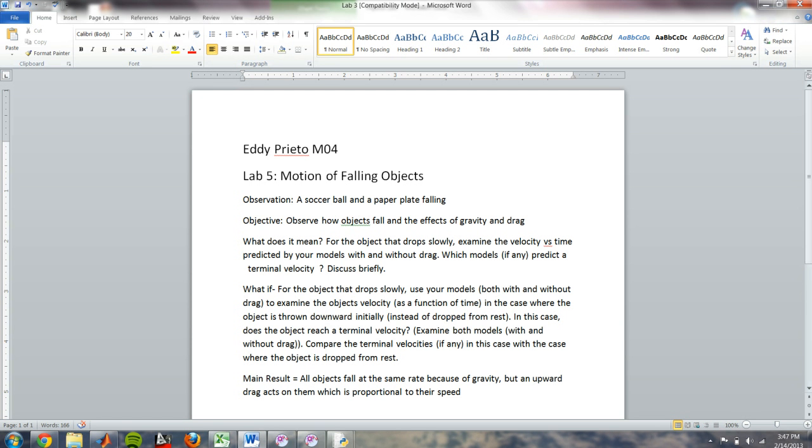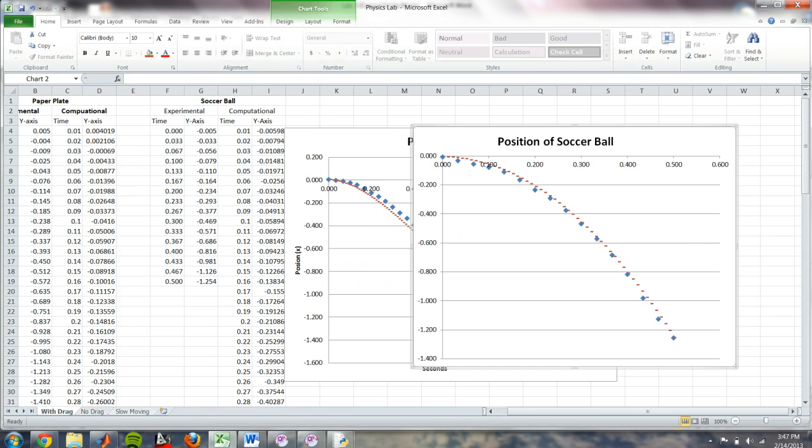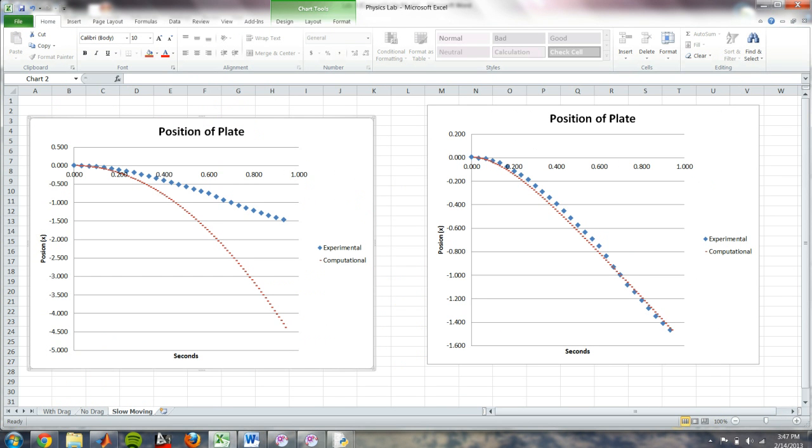Now we do the what does it mean question. It asks, for the object that drops slowly, examine the velocity versus time predicted by your models with and without drag. Which models predict the terminal velocity? Alright. For my slow moving object, here you have the position of the plate. You have them both on both graphs, sorry.